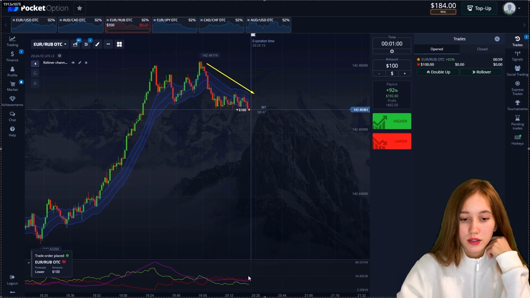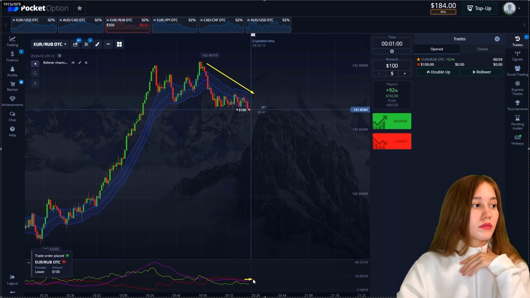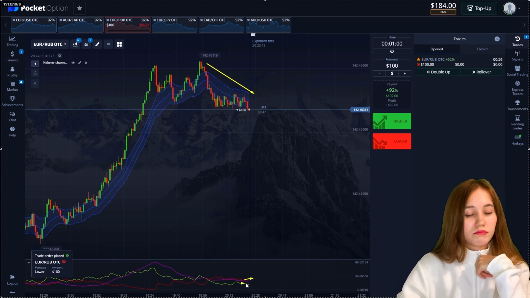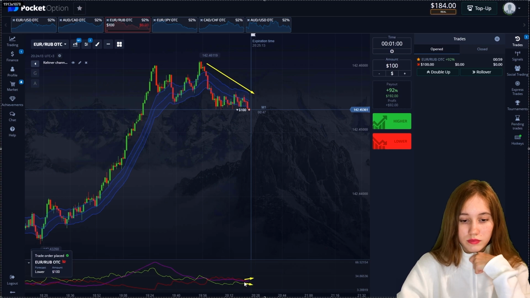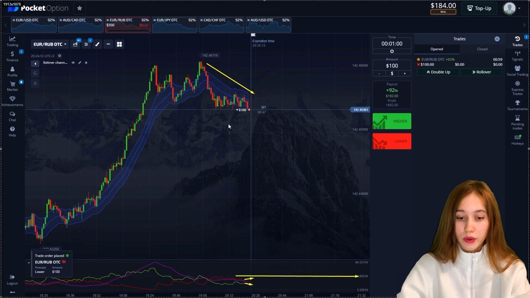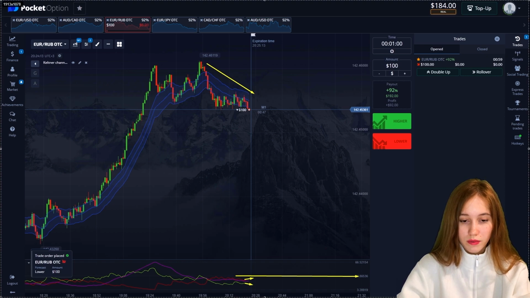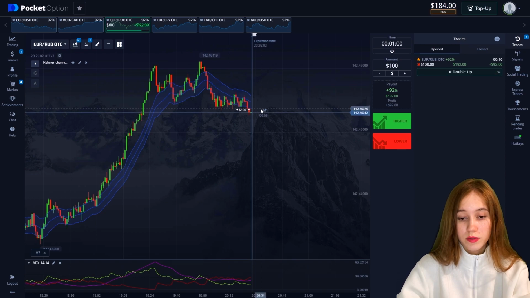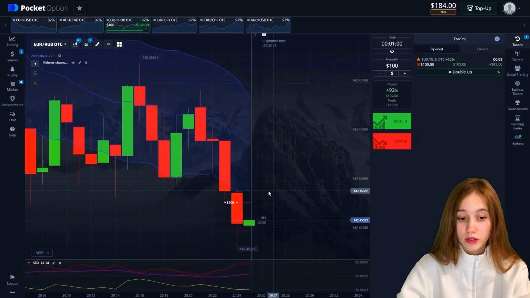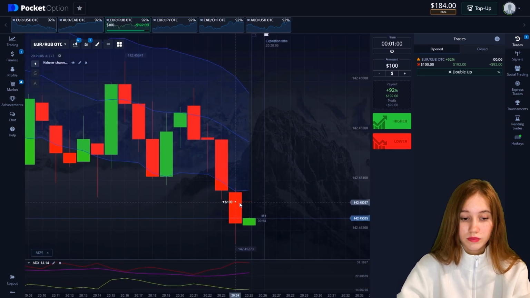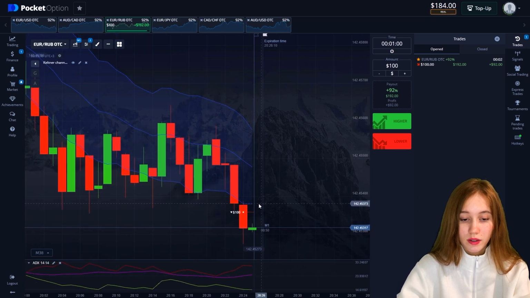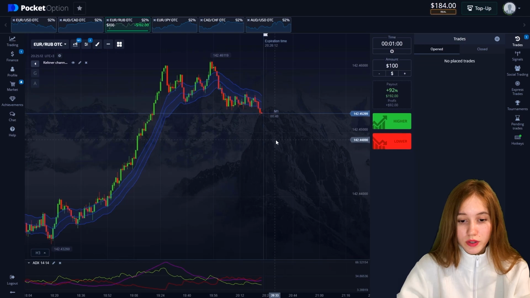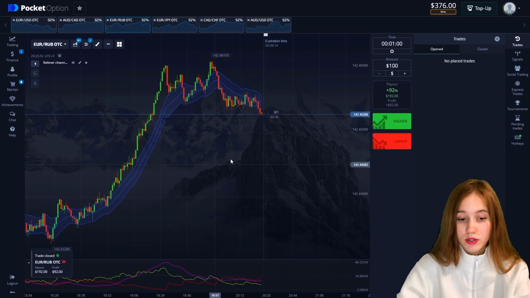Red line is in the growth position. Intensity is very low. 10 seconds left until the end of our deal. At this moment, let's make it more clear. 2 seconds. Yeah. Plus deal. Profit is $92. And the chart continues to go down.